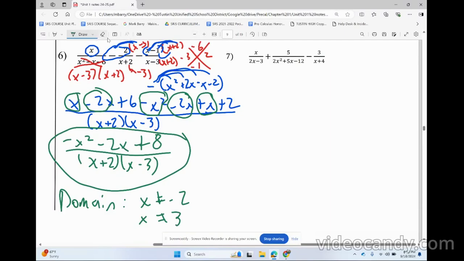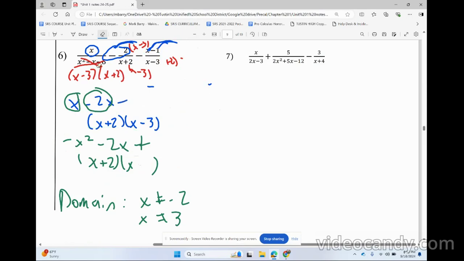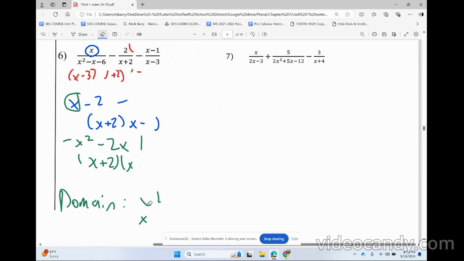All right, number 7, gonna be kind of similar here. So for this one, again, we're gonna factor. We do need to factor that 2x squared plus 5x minus 12. So let me give myself a little more space here. We'll erase some more.